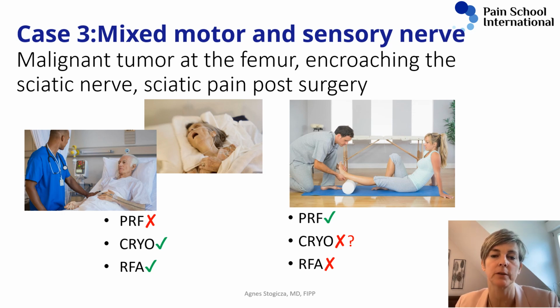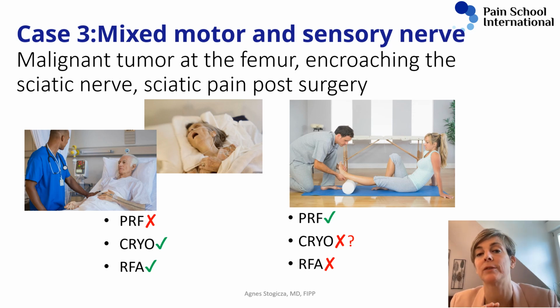Assume that the patient has a tumor at the femur, undergoes surgery, and the sciatic nerve was encroached. So there is sciatic pain post-surgery. What do you do? Each of these is a very different clinical scenario. On the left, I couldn't quite find the right picture, but assume you have a cancer pain patient where motor function is not key, but time and pain relief is really important.